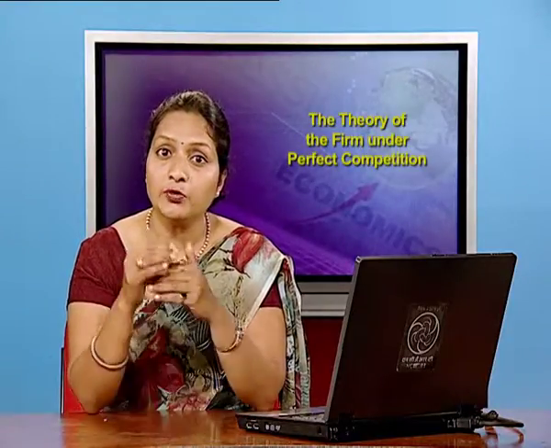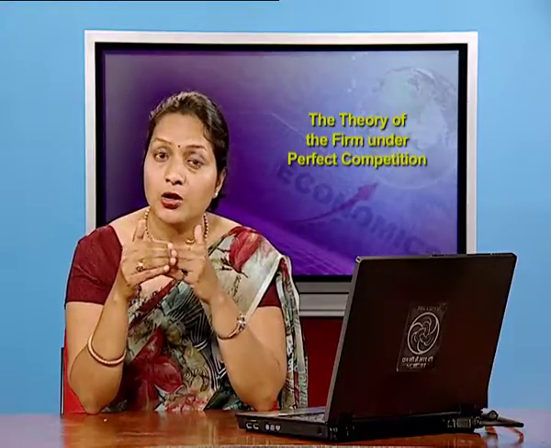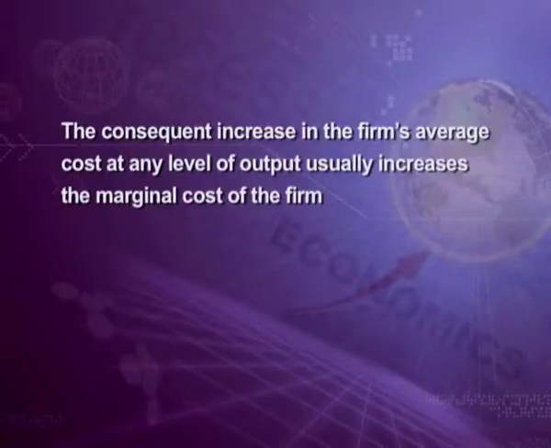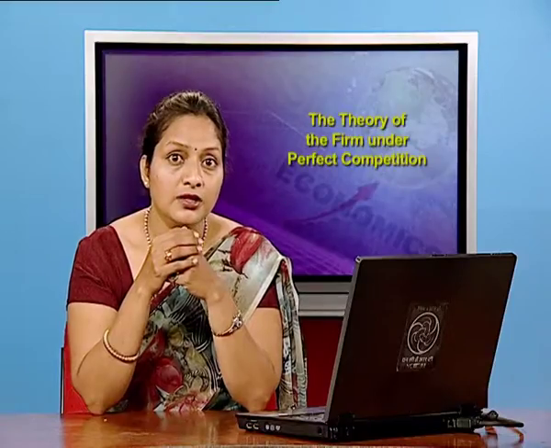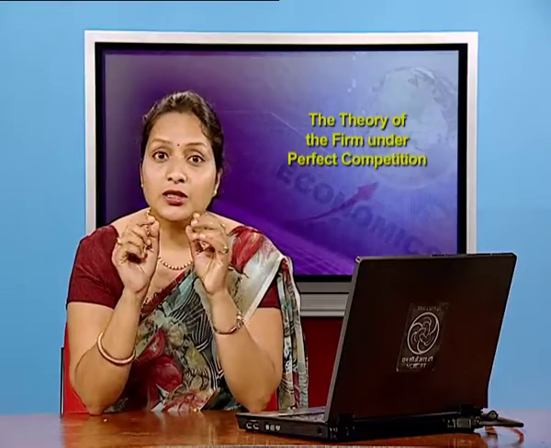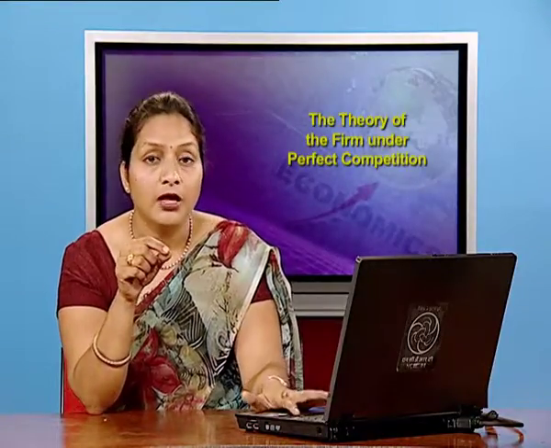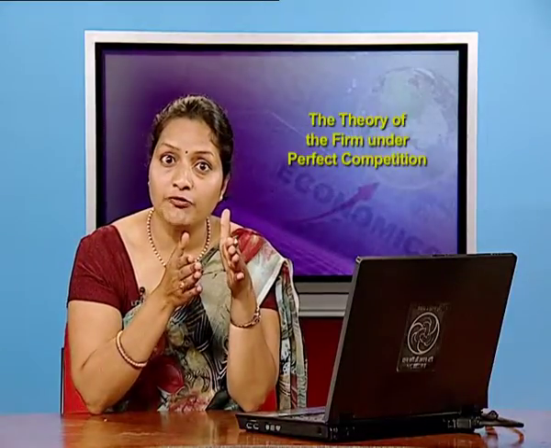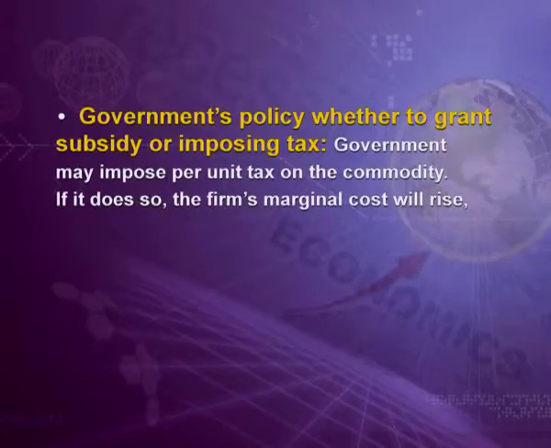If the price of an input rises, such as the wages of labor or the prices of raw material, the cost of production will also rise. The consequent increase in the firm's average cost at any level of output usually increases the marginal cost of the firm. That is, there is a leftward or upward shift of the marginal cost curve. This means that the supply curve of the firm will shift to the left, showing that the firm now supplies fewer units of output. The third factor affecting the firm's supply curve is government policy, whether to grant a subsidy or impose a tax.